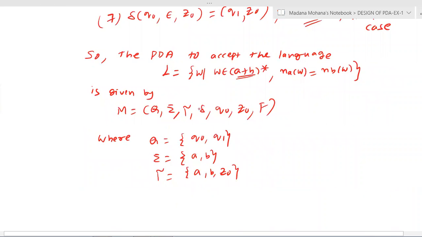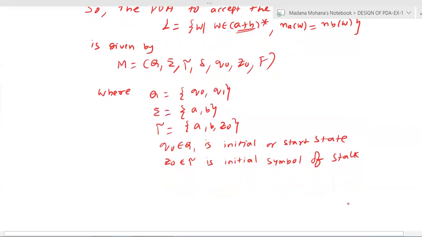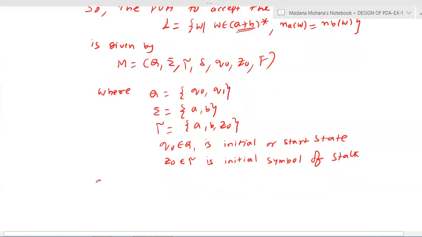So then what are the other tuples? Now Q0 belongs to capital Q, is initial or start state. Then Z0 is there. Z0 belongs to tau, is initial symbol of the stack. Now what is the other tuple remained? Delta. And delta is shown below. Now write down all the 7 transitions. The above 7 transitions you have to write down.